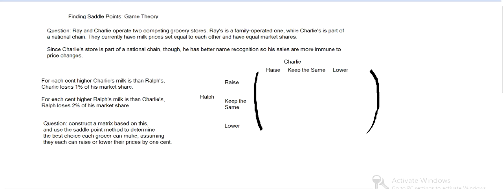So if they both raise the price, they'll have the same price still, so that's no change. Now, if Ralph raises his but Charlie keeps the same, then Ralph's would be 1 cent higher, so Ralph would lose 2%. And we write from the perspective of Ralph, that's minus 2. Now, if Ralph raises and Charlie lowers, then Ralph's is 2 cents higher, so he would lose 4% of the market share.